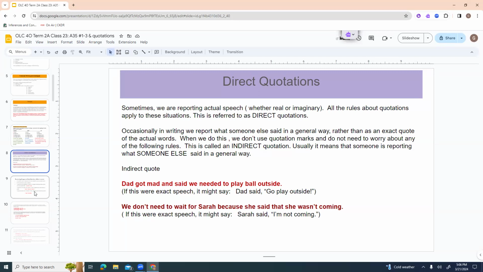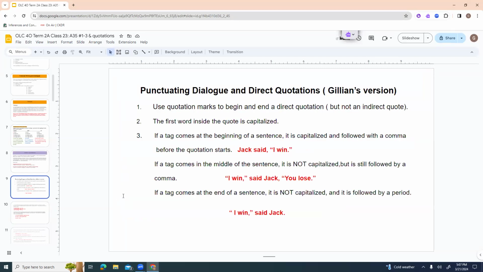Okay. Just so you know, this is slightly different than what's in the unit, because I found some of the unit a little bit confusing, so I tried to make it a little bit easier. There's no disagreement. I just phrase things a little bit differently, okay? So number one, use quotation marks to begin and end a direct quotation, but not an indirect quote. We just talked about that. The first word inside a quote is capitalized. So here, for example, it's the word I, which is always capitalized, but even if it wasn't, because it's the first word he's saying, it's kind of like the first word of a sentence. So we give it a capital as well, so it stands out.